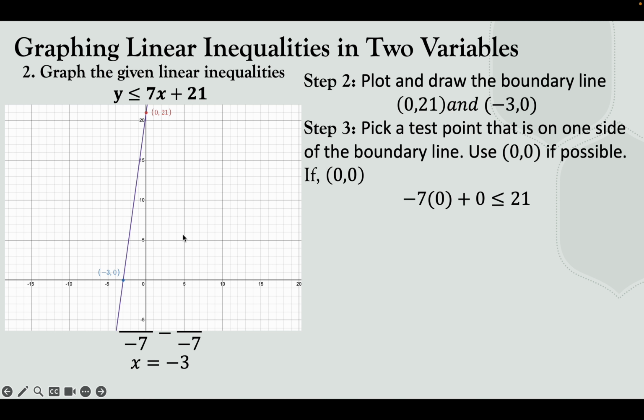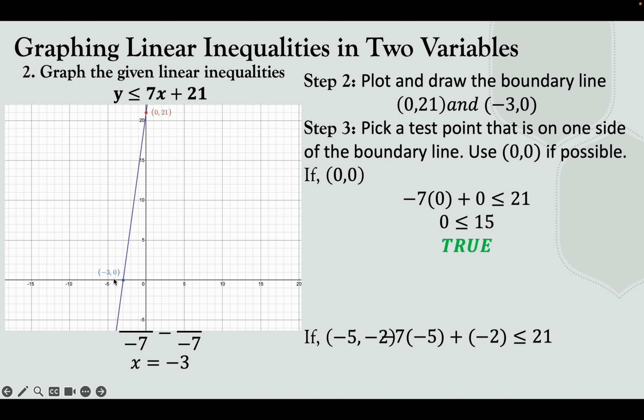So we will use first 0 and 0. Substitute that in our given linear inequality. We have -7x plus y less than or equal to 21. So substitute 0, 0. We have -7 times 0 plus 0 is less than or equal to 21. 0 plus 0 is 0. Is 0 less than or equal to 21? That is true.